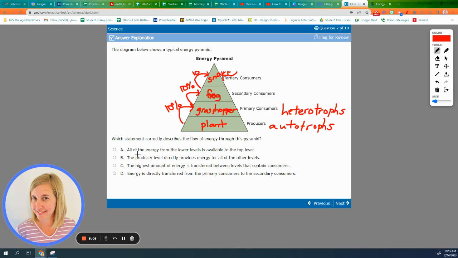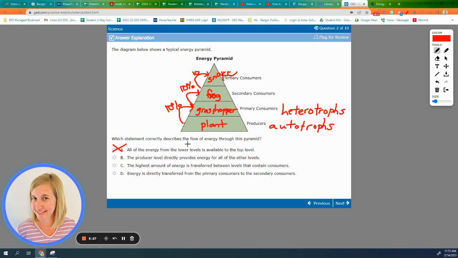Now, let's look at the question and the answer choices. Which statement correctly describes the flow of energy through this pyramid? A, all of the energy from the lower levels is available to the top level. Well, we talked about this energy loss. That is absolutely not true. So it is not A. I'm just going to cross that off.